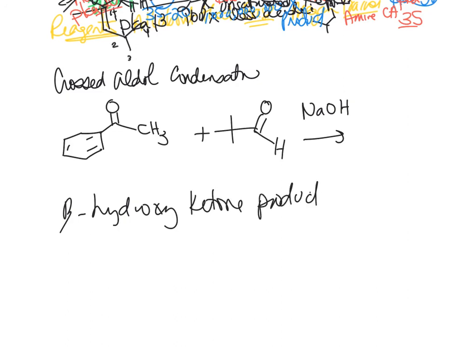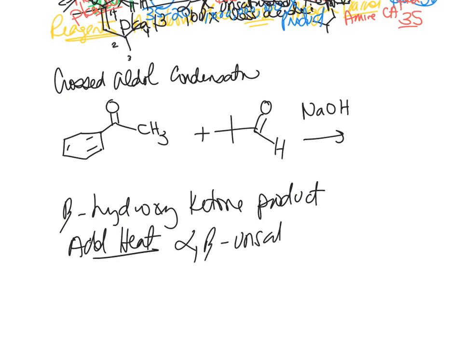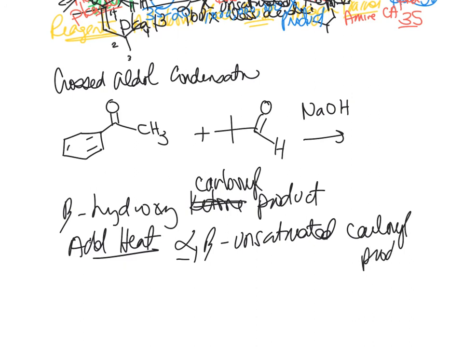You can get this to your reaction sheet. And then I want you to add heat, and we'll talk about that tomorrow too. Then I'll give you your alpha beta unsaturated, well, it could be ketone or it could be aldehyde. Just say carbonyl product: alpha beta unsaturated carbonyl product. So you'll get two products, show before and after.